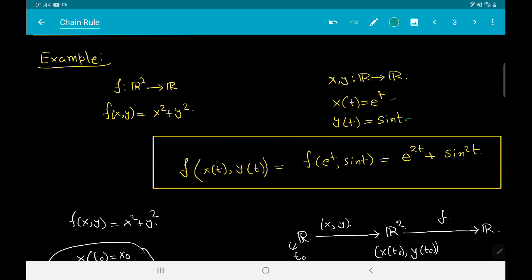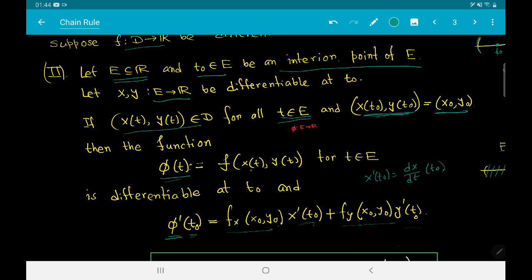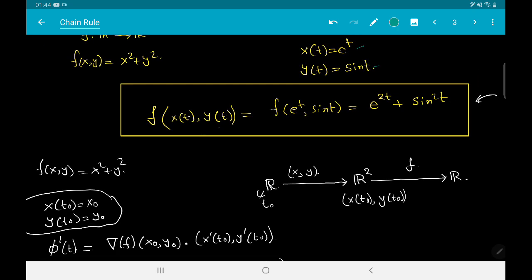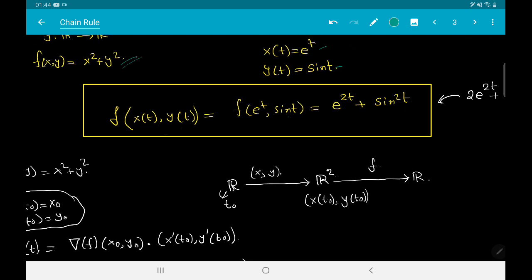And if you want to really evaluate the composition of these functions that we have just talked about, this is f of (x(t), y(t)), the composition of the maps that we illustrated in the pictures. So f(x(t), y(t)) is f of (e to the power t, sin t). These are the values of x(t) and y(t), and if I use the formula for f(x, y), then this turns out to be equal to e to the power 2t plus sin² t.